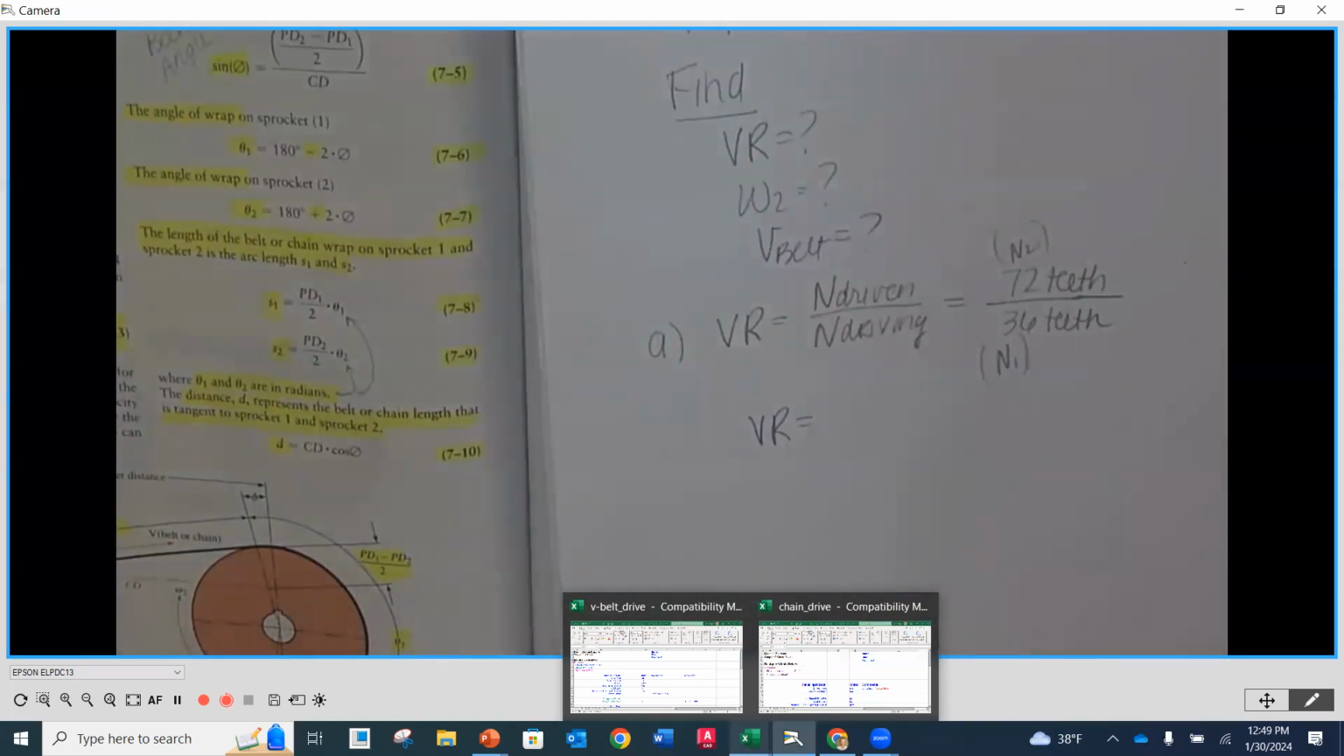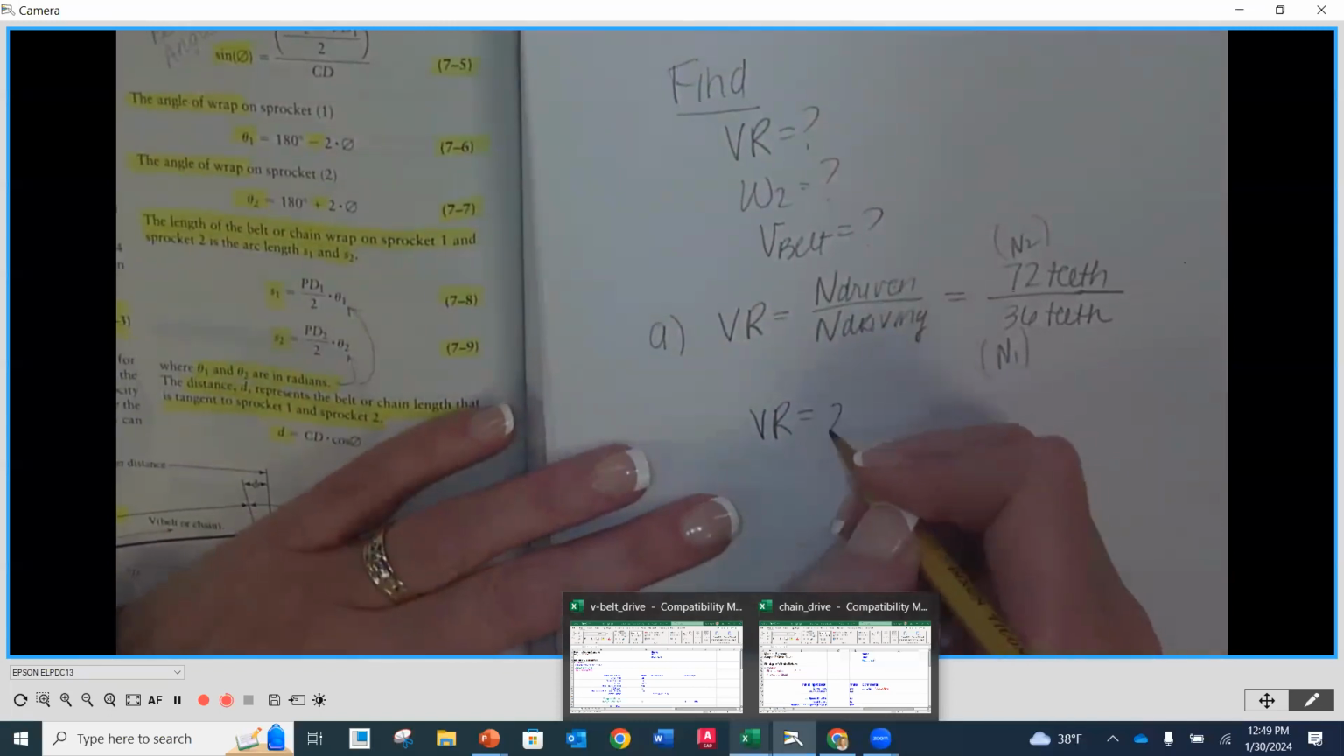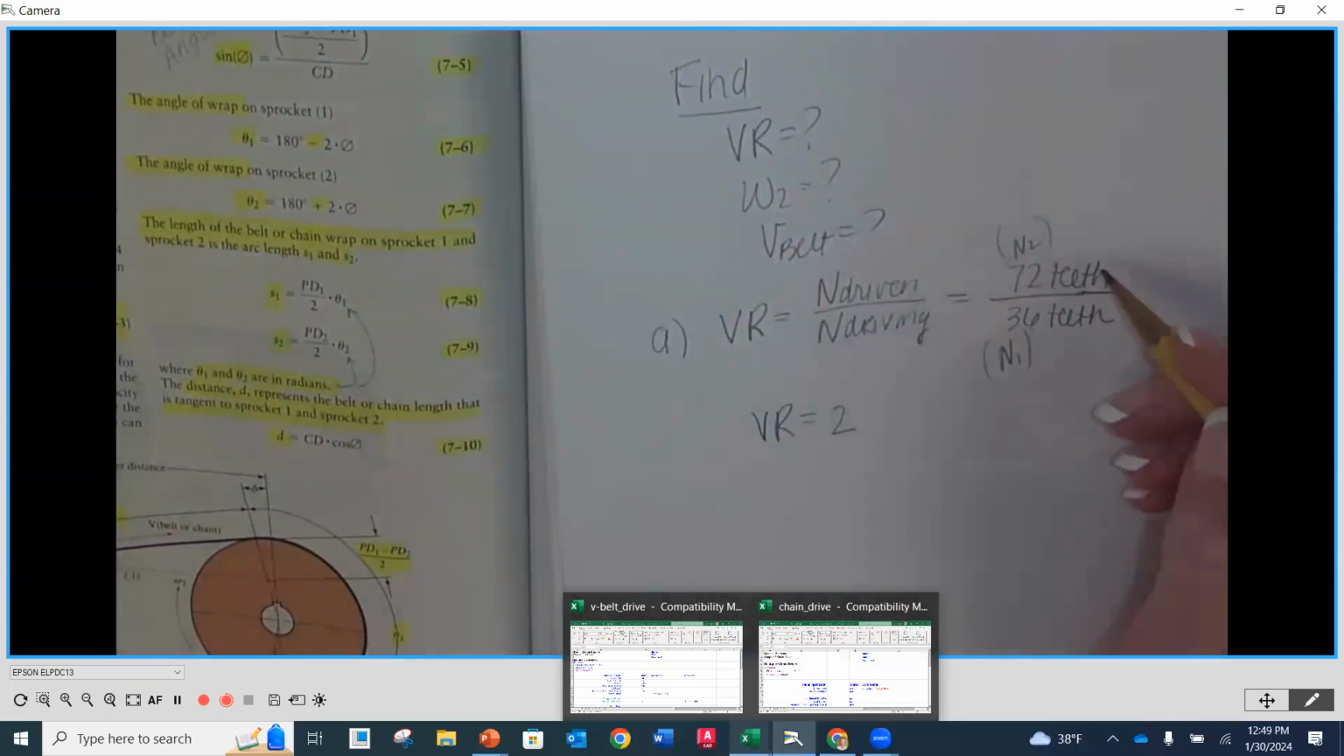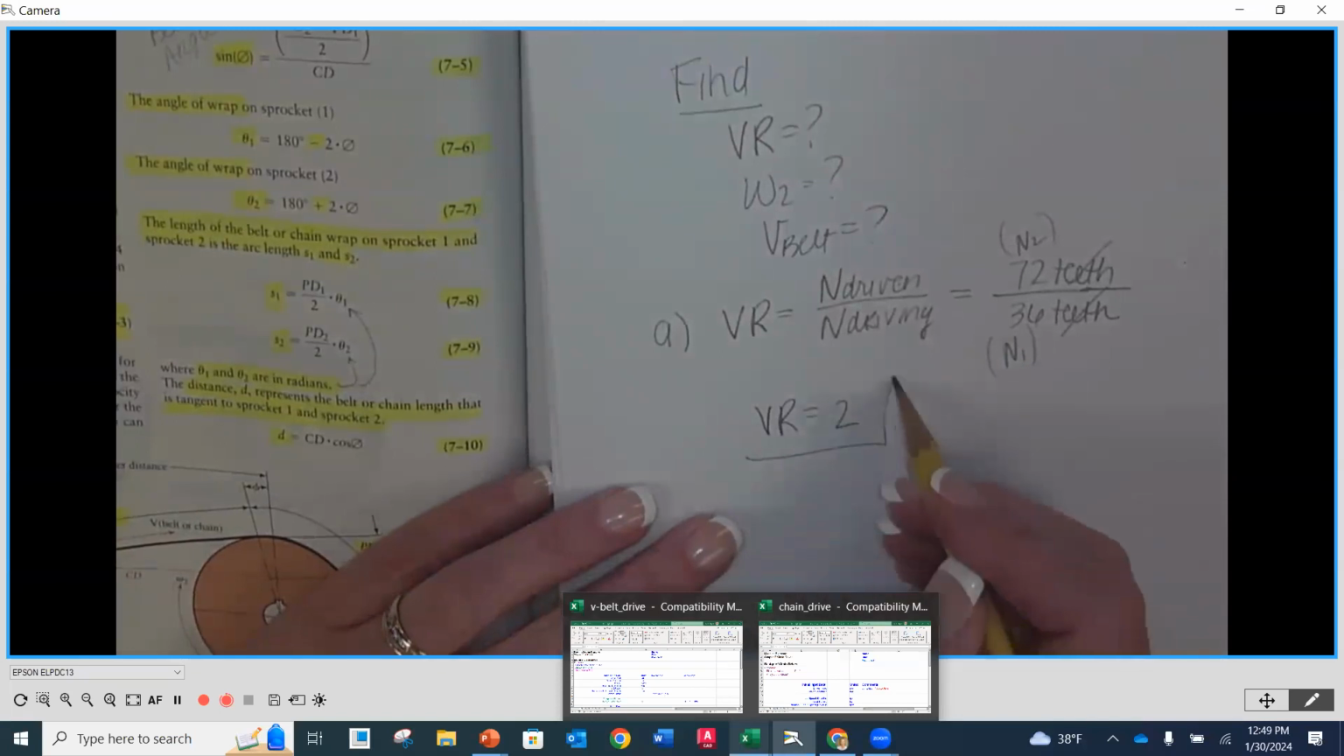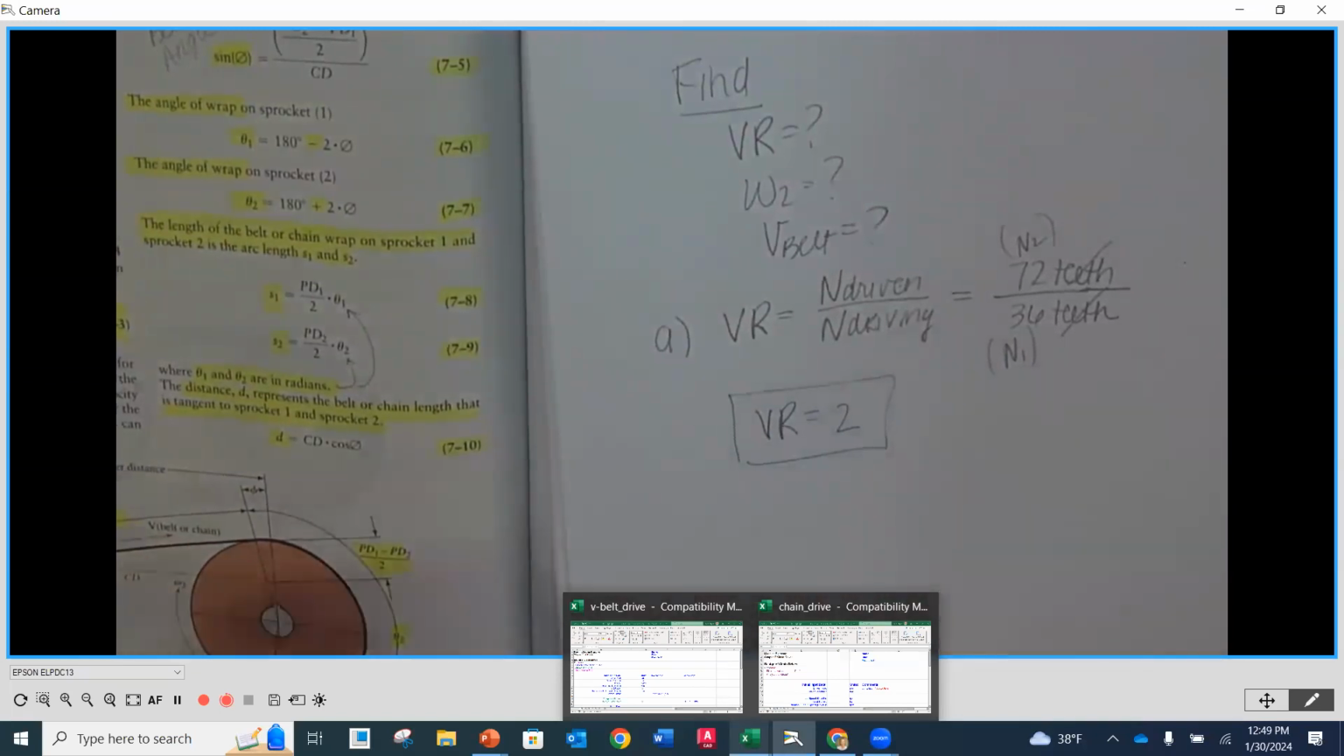2? Yep, 72 divided by 36. Yep, it's a nice even number. It's going to be 2. And it's just that. Our teeth cancel out, right? This is unitless, all right? So put a box around. Part B.